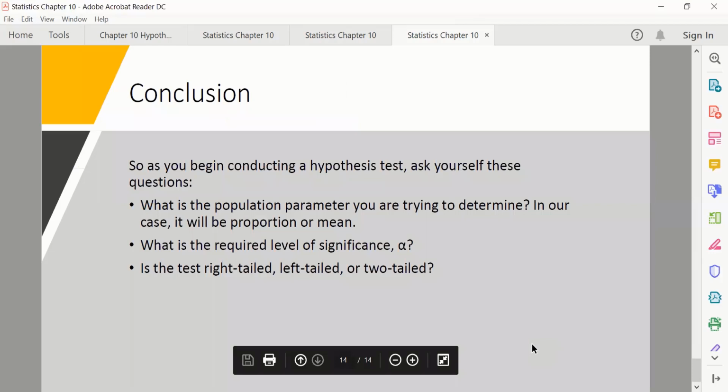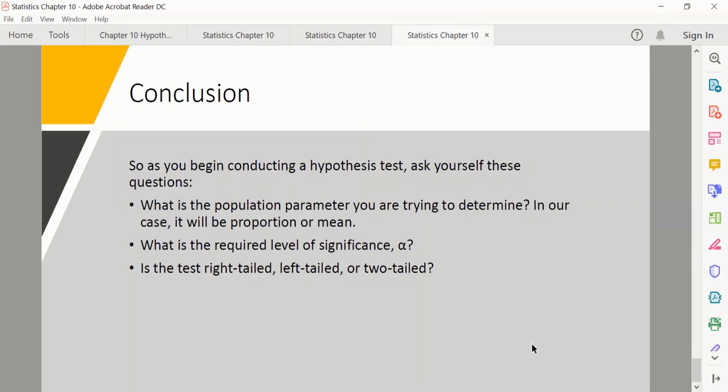So as you begin conducting a hypothesis test, you want to ask yourselves these questions. What's the population parameter you're trying to determine? In our case, we either do a proportion or a mean, but there are other kinds in other tests. What's the required level of significance? Again, that's set by the researcher, so you don't have to figure it out. It's set right there for you. And then is the test right-tailed, left-tailed, or two-tailed?